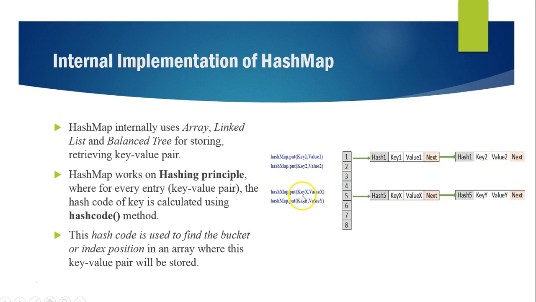Similarly, when we try to insert key value pair x, x or y, y, in both the scenarios we will find the hash code corresponding to key x and key y, and corresponding to them we will determine the index position where this entry should go. In this scenario, the index position corresponding to both the keys is 5. So we are storing key x and value x at one node of the linked list and key y value y at another node of the linked list. So this is how the insertion works.